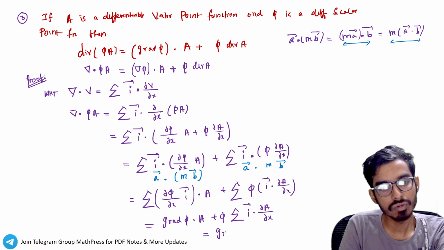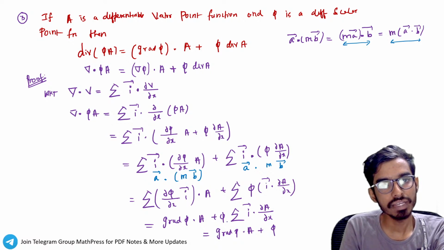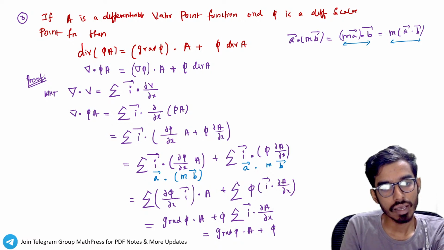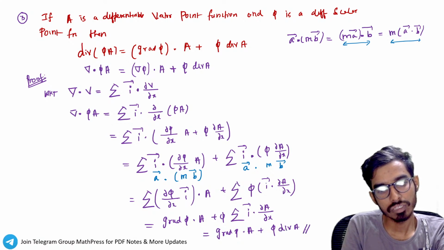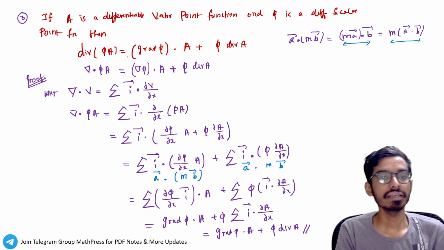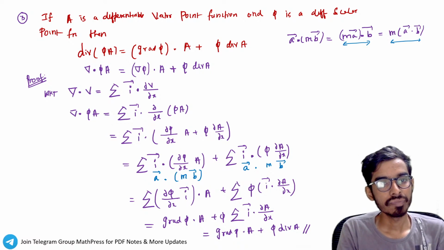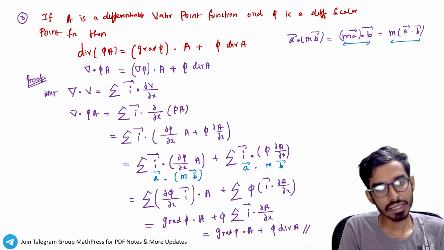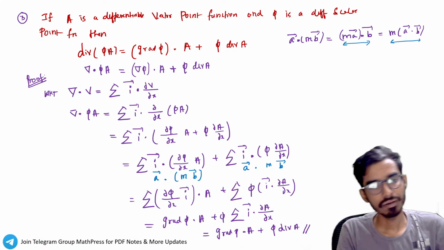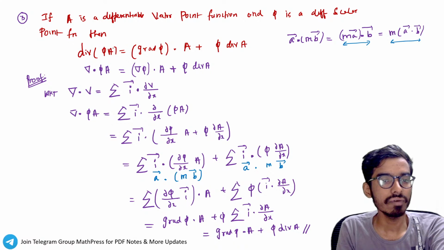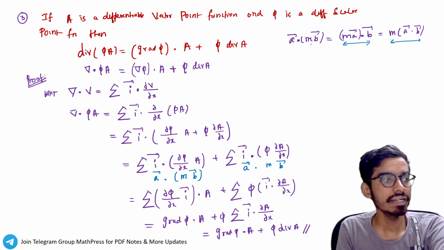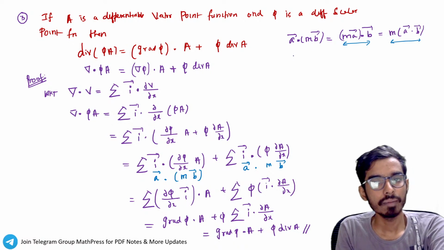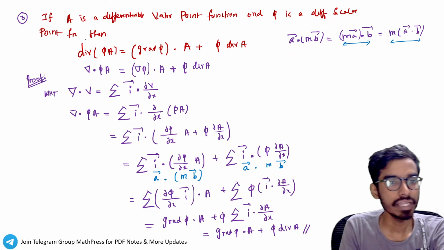Therefore, this will be equal to grad phi dot A. I can take this phi outside because phi is scalar. So summation i dot dou A by dou x is divergence of A. This is what we need to prove, right? So divergence of phi A is grad phi dot A plus phi into divergence of A. Very simple, right? So whenever you see this, you make use of this result: A dot mB is mA dot B, that is the same as m into A dot B.